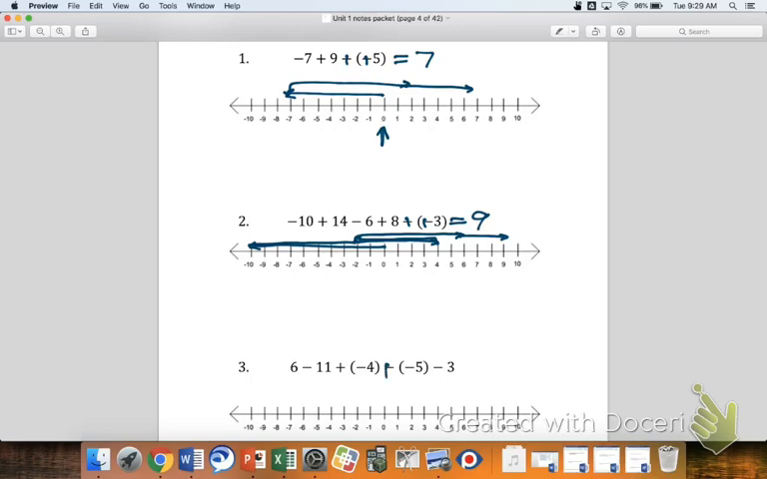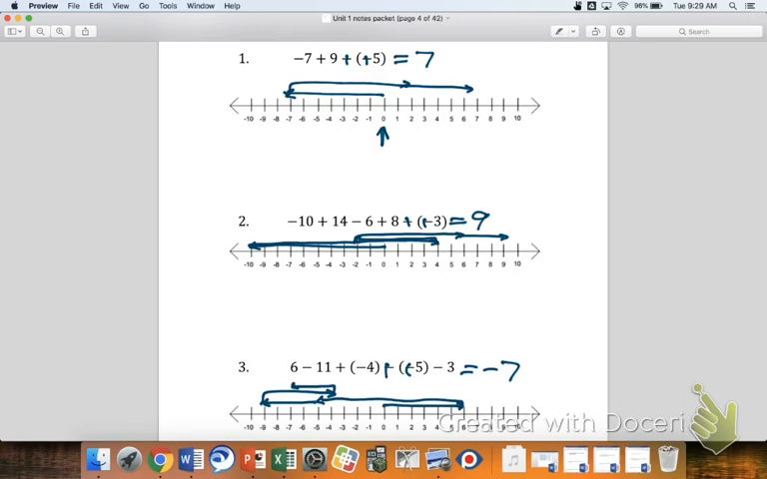Again, we got that minus and negative in there. And if you just follow your rules here, again, we're going to just go left and right. So I'm going to go right 6, then left 11, and then left 4, right 5, and then back left 3, which puts me, I think, at negative 7. I don't often do these number lines, and my lines might be off by a little bit, but I think we're at negative 7. Do you have any questions?